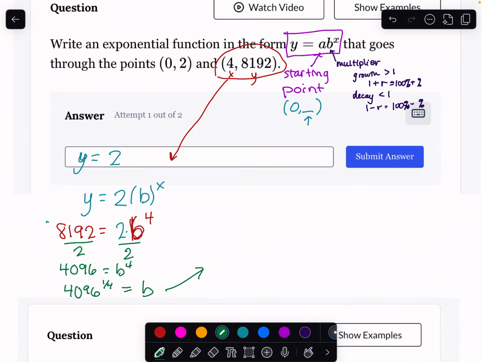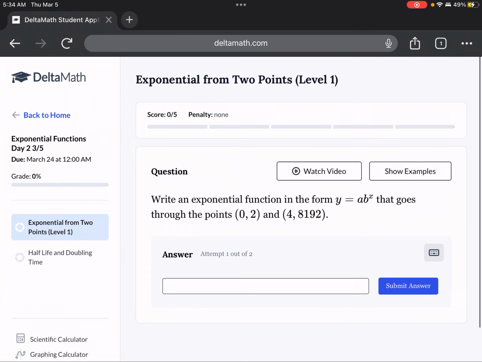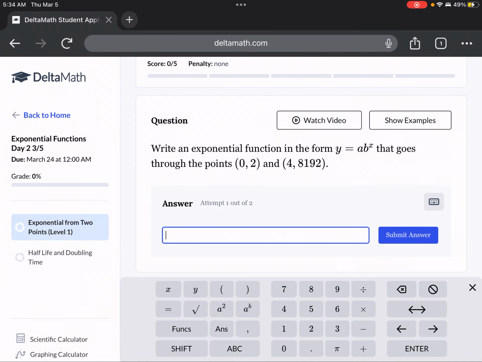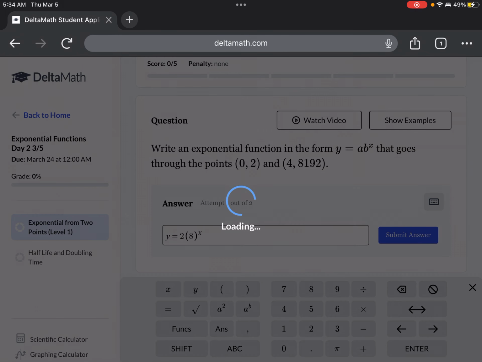And I do have to type in the y equals. So y equals, I can even come back in here so you can see it be completed. Oh, wrong one. There we go. So y equals 2 parentheses 8 and close parentheses to the power of x. Submit answer. Yes, that's what I want to do. Yep, good. Okay, and then do we want to look at the next problem?